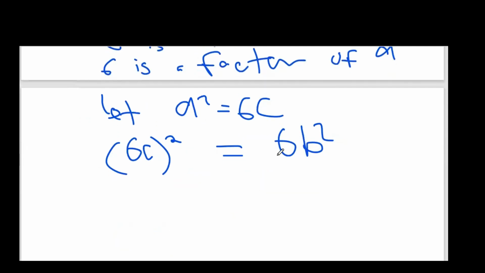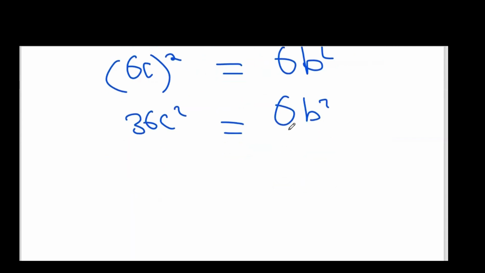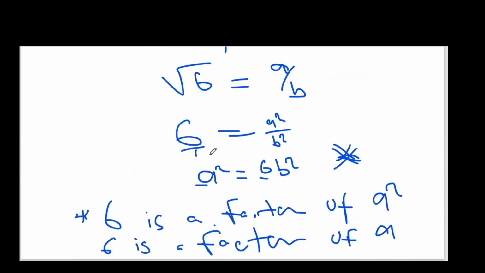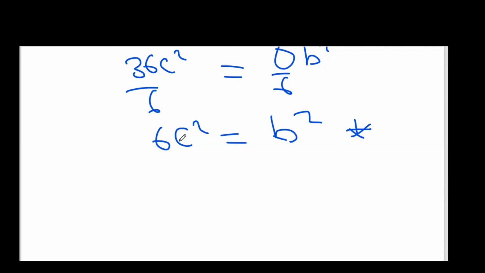Here we're also trying to find that this guy is a factor of the 6. So when I multiply, it becomes 36c squared is equal to 6b squared. Then I divide by 6, and this will be 6c squared is equal to b squared. So this point where we've reached is the same point we had here. We had a squared and then 6b squared, and here we have b squared and then 6c squared.